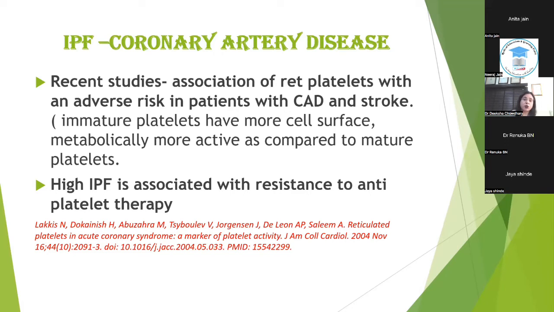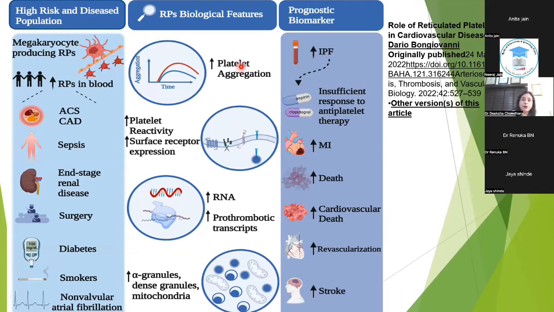Now, finally, IPF is used these days in cases of coronary artery disease also. Recent studies have shown that patients with reticulated platelets have an adverse risk in cases of CAD and stroke. High IPF is associated with resistance to antiplatelet therapy also. The physiology behind this is that the immature platelets are more active biochemically, so they cause increased platelet aggregation. The reactivity of these platelets is more, the surface receptor expression is more, there is more RNA, there are more prothrombotic transcripts.